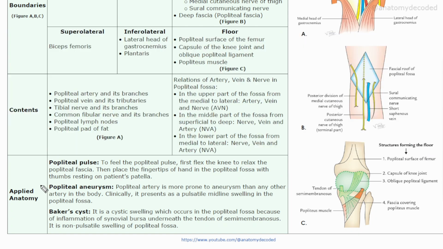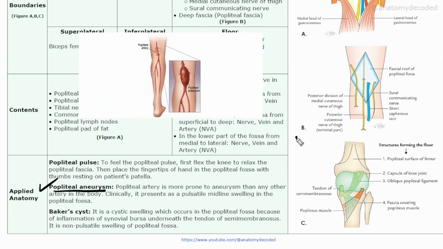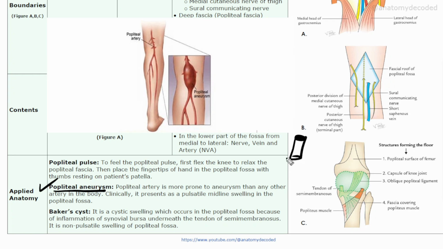Then there could be an aneurysm called a popliteal aneurysm. This we had seen in adductor canal applied anatomy as well. If there is an aneurysm in the popliteal fossa, what is an aneurysm? Basically, if this is the normal wall of an artery, and the wall of the artery gets dilated, then that condition is referred to as aneurysm, in which the wall of the artery will get thinned out.